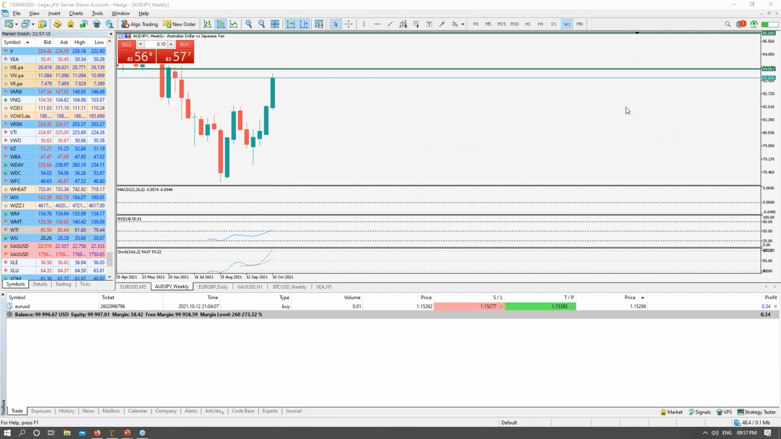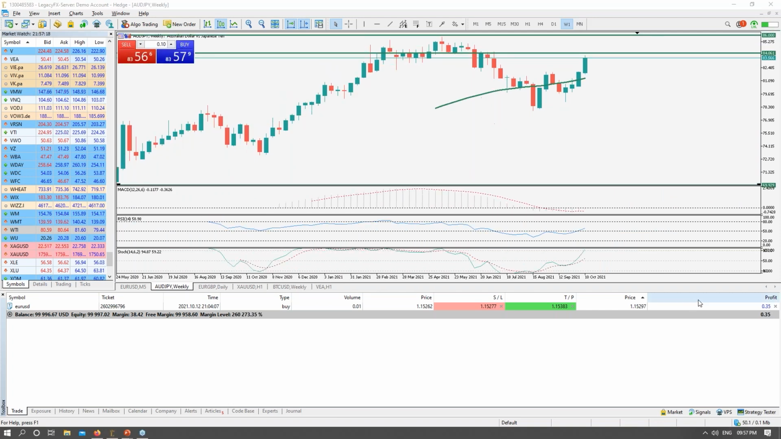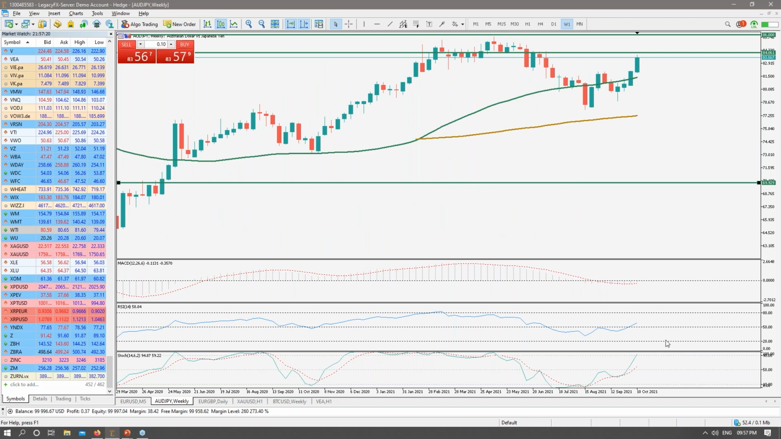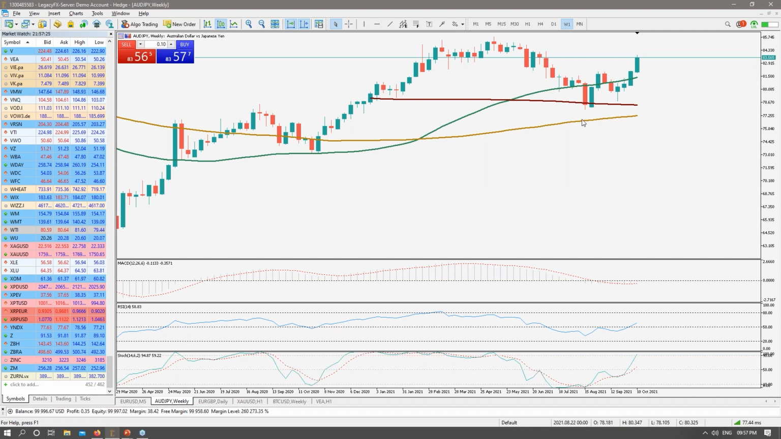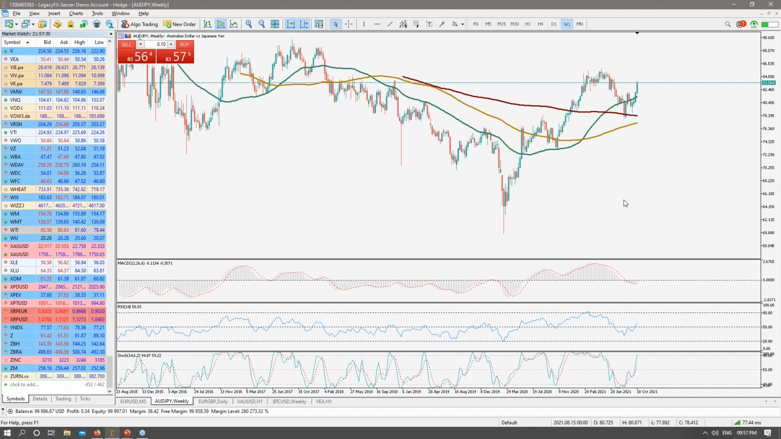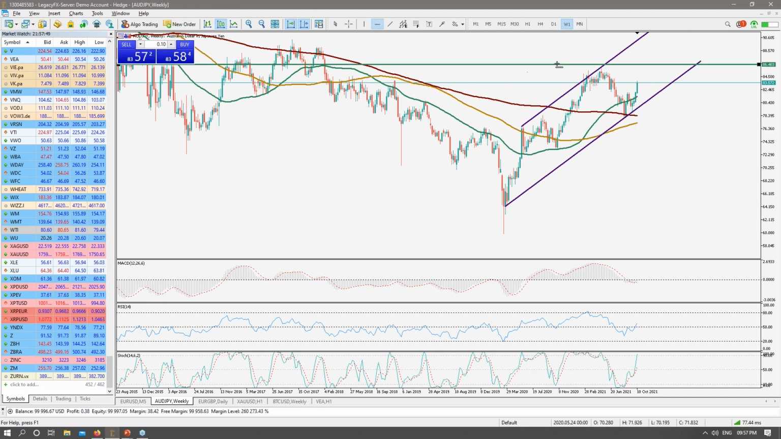All right, AUD JPY. I'm looking at the week because I always start there. That's showing some potential buying. We're a bit late to the party, though. This looks almost like it's creating a channel. It is making a channel. Well, that's a buy.